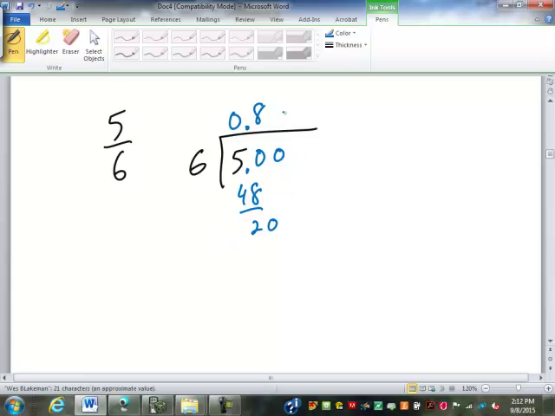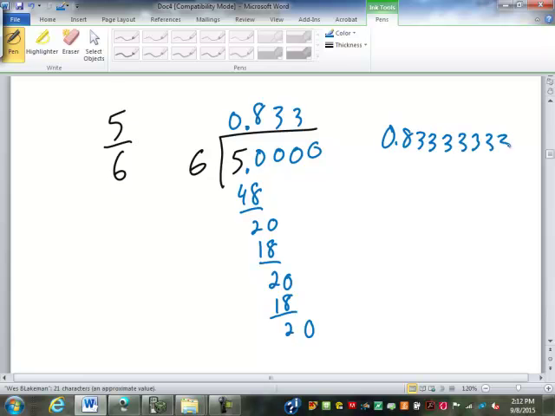6 goes into 20, 3 times. That's 18, 2 left over, add a 0, and bring it down. 6 goes into 20, 3 times, that's 18, 2 left over, add a 0. Bring it down. And you notice a pattern developing here? At this point, there's always going to be 2 left over, so this is always going to be 3. So this is going to be 0.83333333.